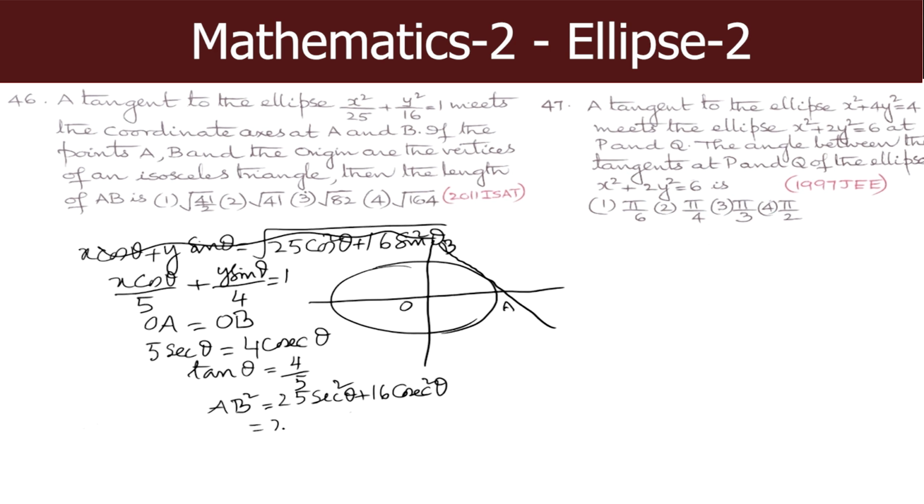So, 25 into (1 plus tan square theta), that is 1 plus 16 by 25, plus 16 into (1 plus cot square theta). Cot theta is 5 by 4, so cot square is 25 by 16. This is 41 plus 41, which is equal to 82. So, AB square is 82 and therefore, AB must be equal to square root of 82, which is the third option. 2011 EAPCET.